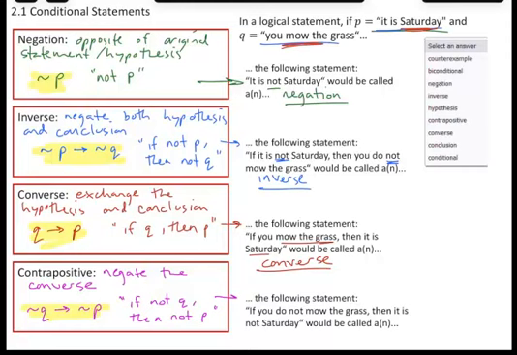And so that's the interpretation of the symbols and what the contrapositive is definition-wise. When you look at the example, you are going to see the negations in both the hypothesis and conclusion. You're also going to see that from the original form, they get switched or exchanged. So not mowing the grass is written first. It is not Saturday is written second. And that's the example of this contrapositive.